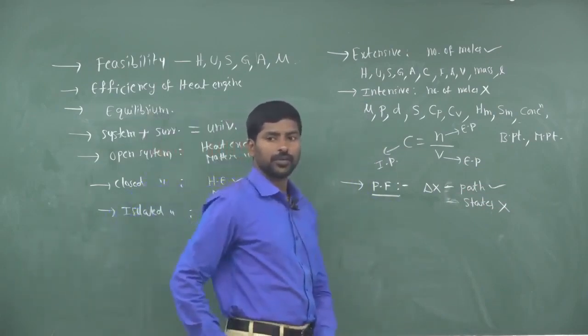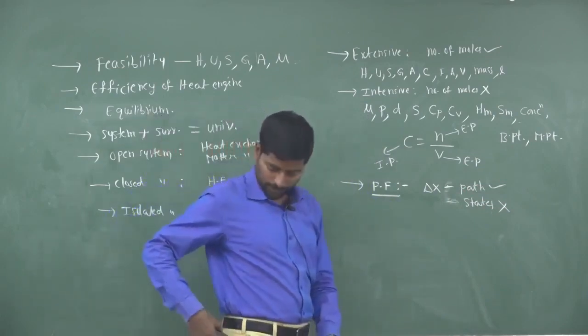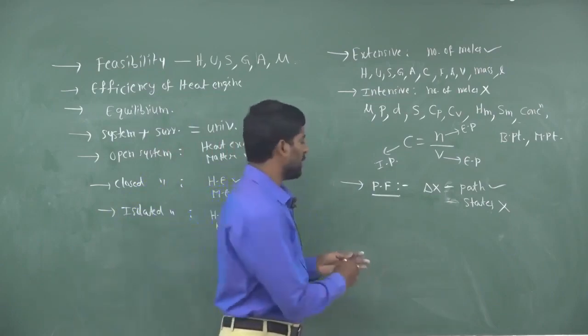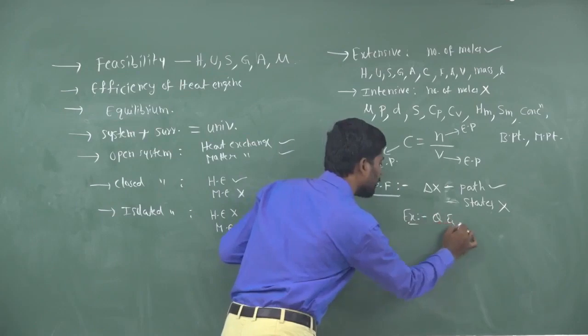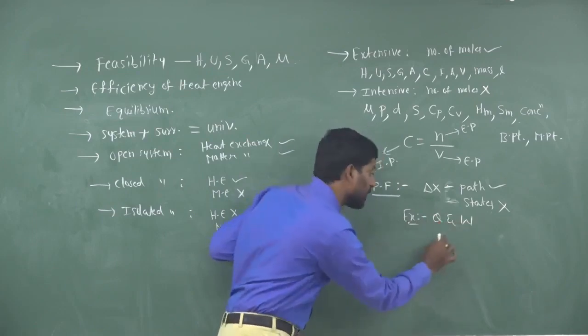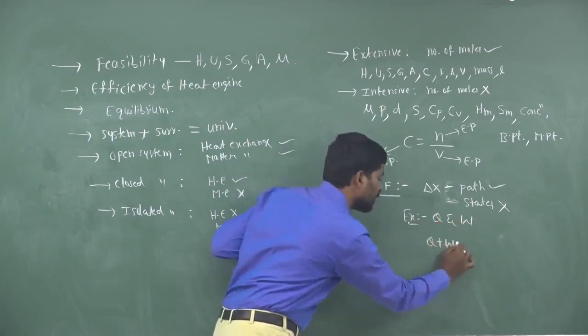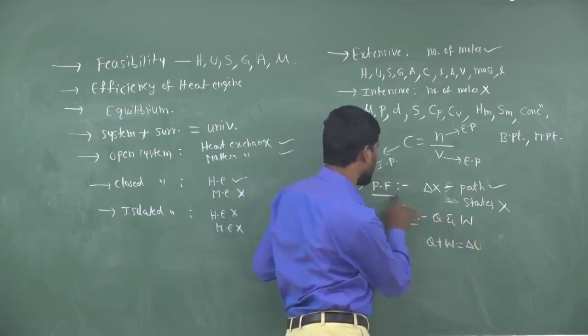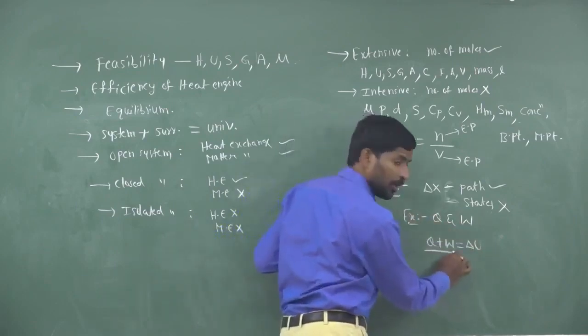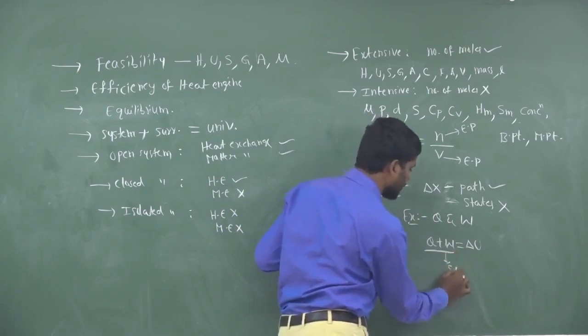How many path functions do we have? Two path functions. What are those? Heat and work. What about heat plus work? That is delta U. According to the first law of thermodynamics, heat and work are path functions, but heat plus work is a state function.